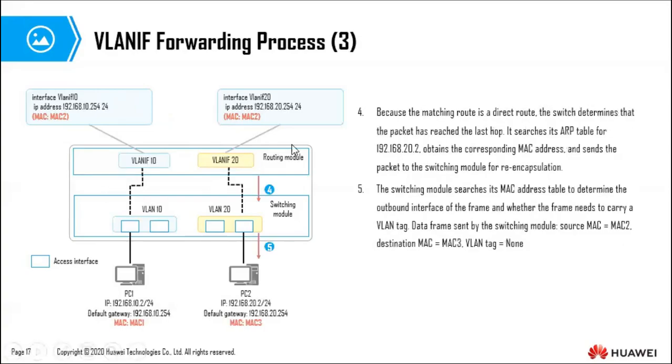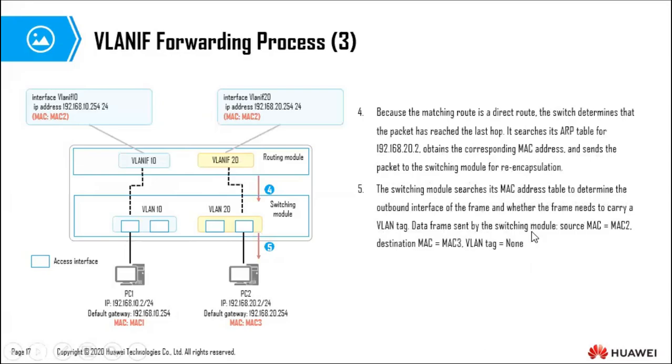So step number 4 is here. Because the matching route is a direct route, the switch determines that the packet has reached the last hop. It's not going to pass through any other router. So it searches its ARP table for 192.168.20.2, obtains the corresponding MAC address, and sends the packet to the switching module for re-encapsulation. Now the switching module searches its MAC address table to determine the outbound interface of the frame and whether the frame needs to carry a VLAN tag.